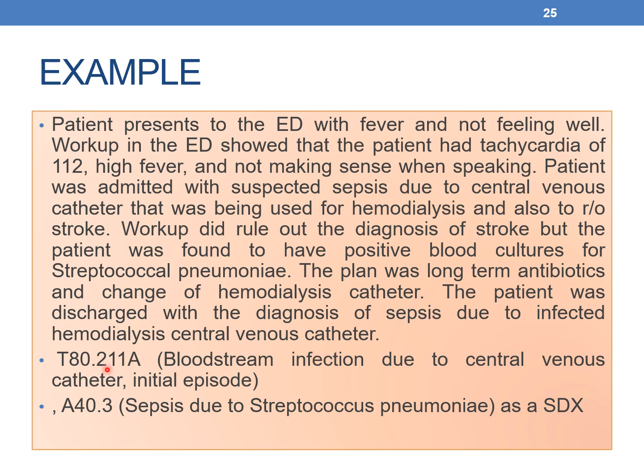Now let us see the code. The first code is from the category T80.211A, that is nothing but bloodstream infection due to central venous catheter, initial encounter, followed by a code from A40.3, that is nothing but sepsis due to streptococcus pneumoniae, as SDX.